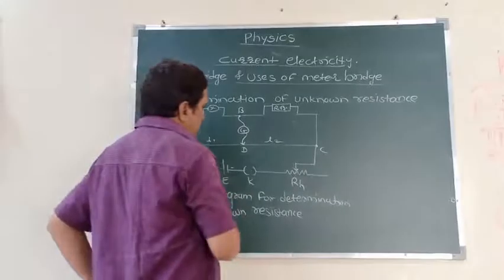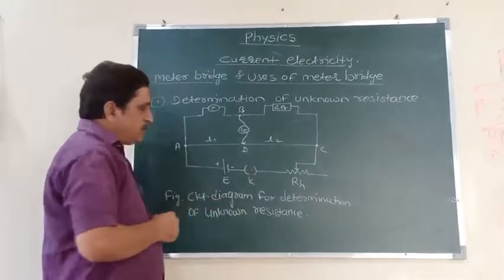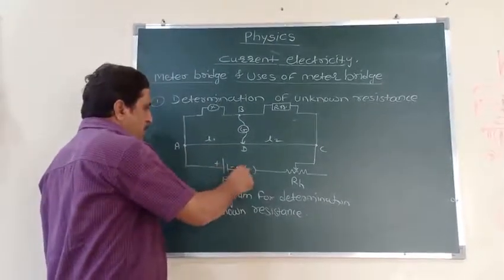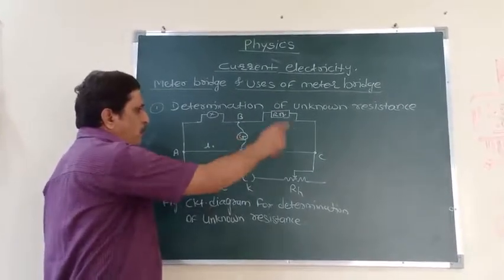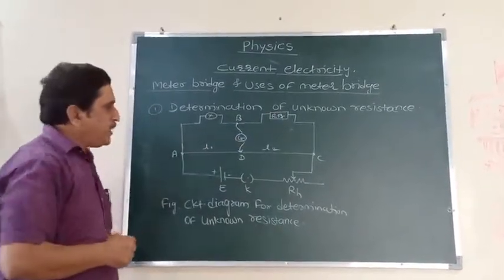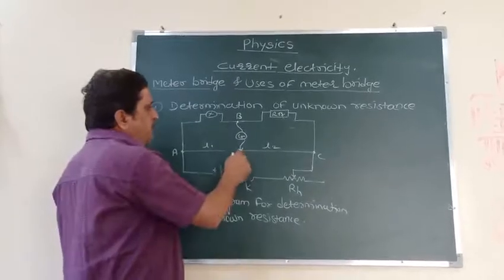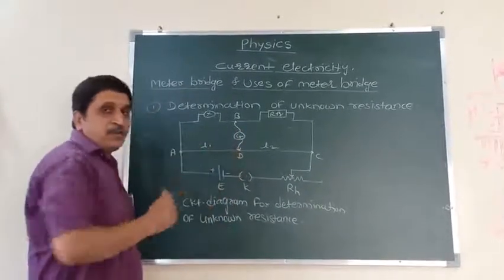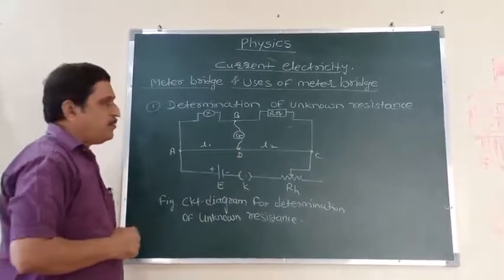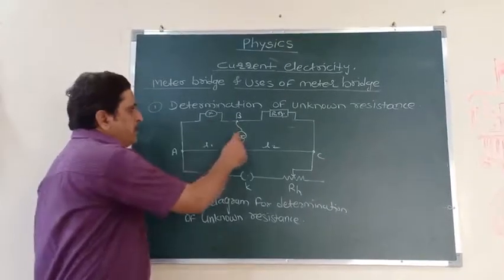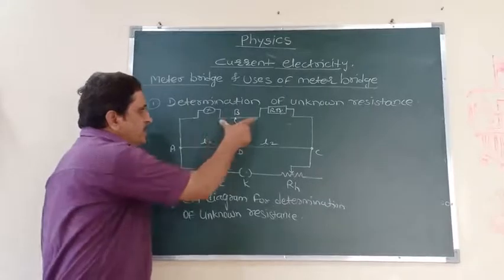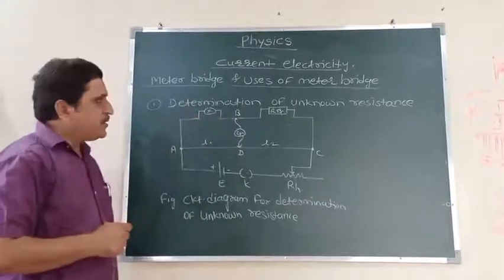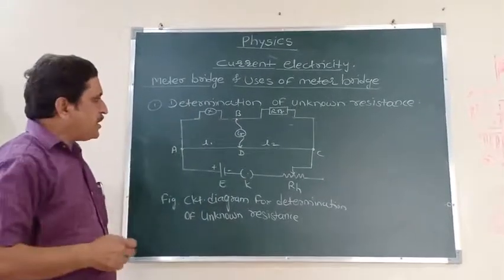Now how does it work? When the key is kept closed, current will flow through the circuit. Now move the jockey along the wire AC and try to find a point at which the galvanometer shows zero deflection or null deflection. Once the galvanometer shows zero deflection, we can say that this network is balanced. That is nothing but the balancing condition.